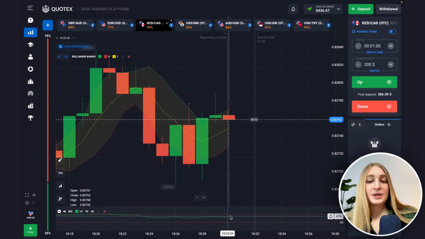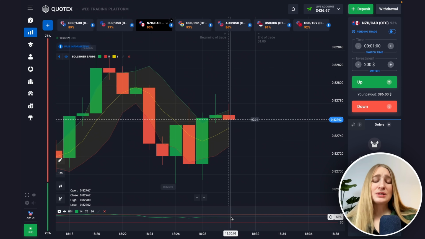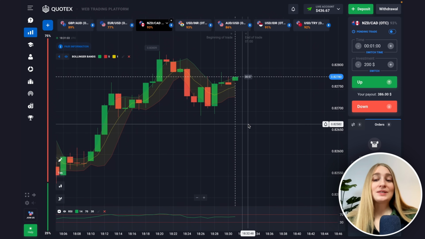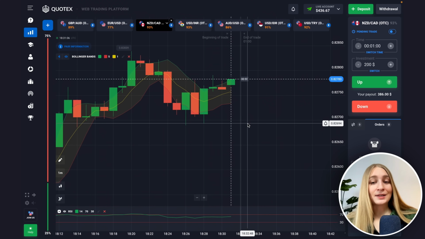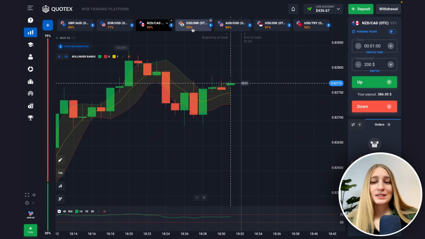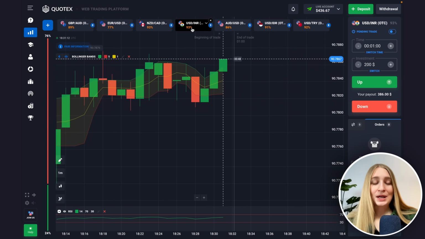Yes, but right now it seems sleepy, but as you can see, one indicator sometimes is enough. And thanks to Bollinger Bands, I made this trade. Yes. So let's go to the next currency pair, I think.